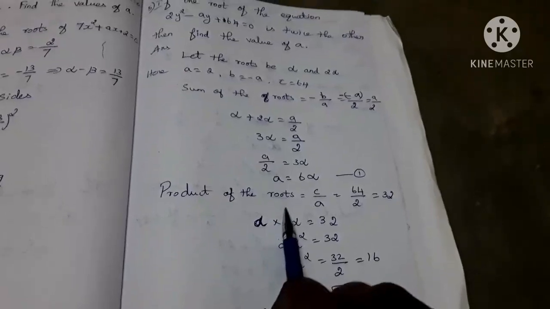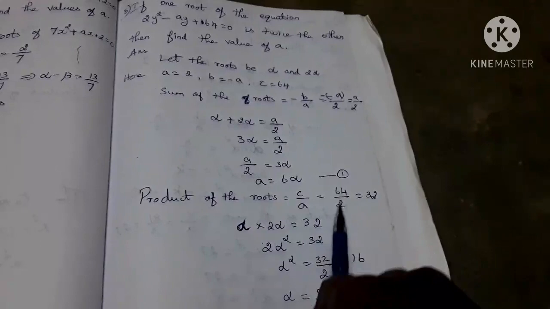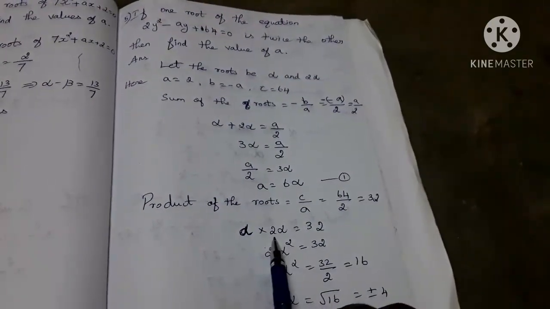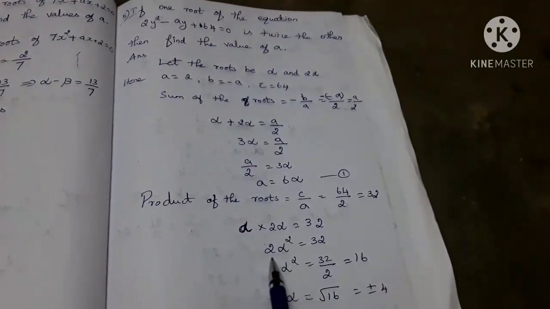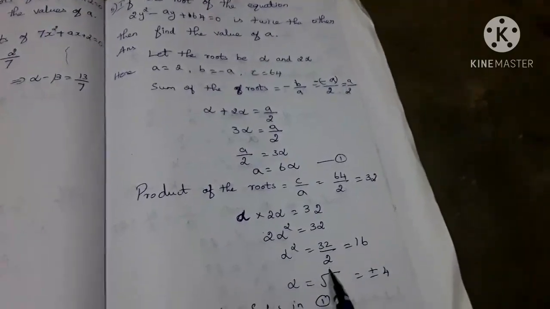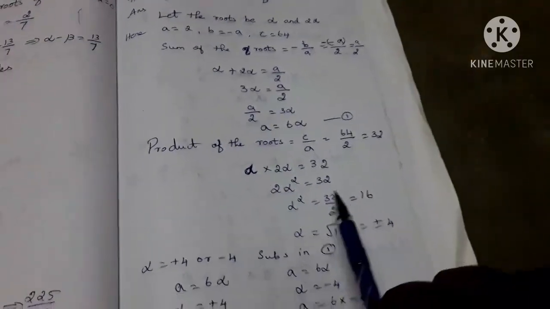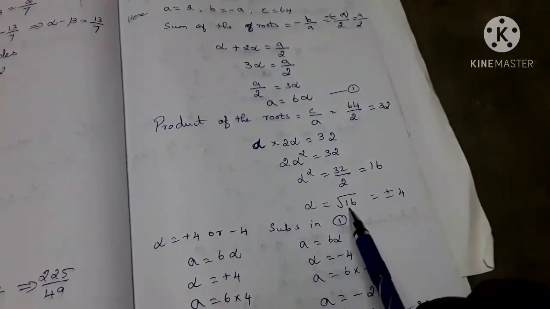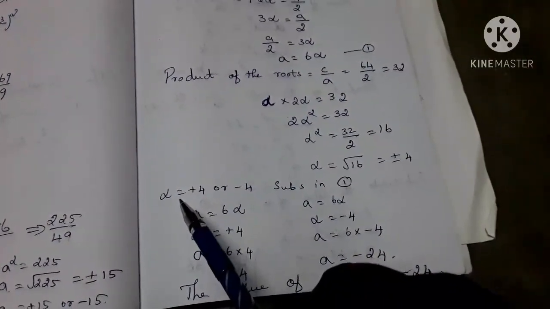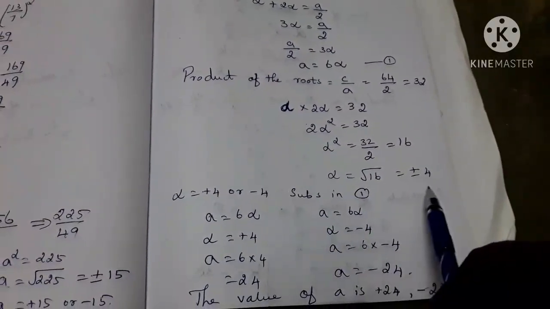Next, product of the roots is c by a. C is 64, 64 by 2 is 32. So what is our product? Alpha into 2 alpha. Alpha into 2 alpha is 2 alpha squared is equal to 32. Alpha squared, the 2 comes this side, becomes division. So 32 divided by 2 becomes 16. So alpha is equal to root 16 is equal to plus or minus 4. So we have two values, alpha may be plus 4 or alpha may be minus 4.